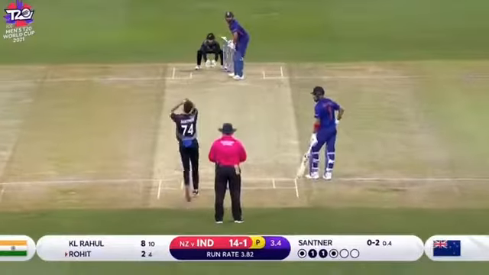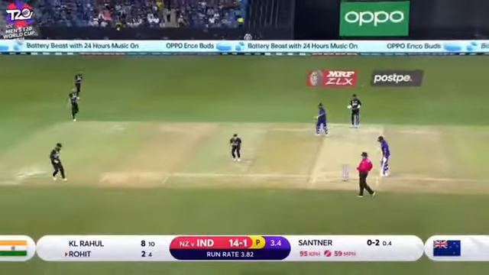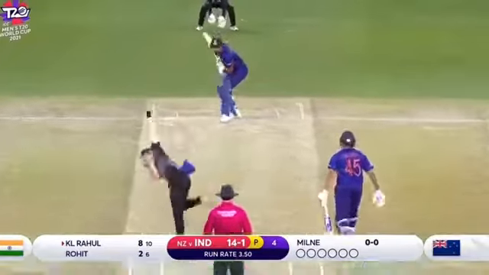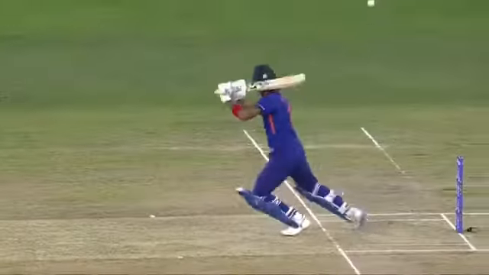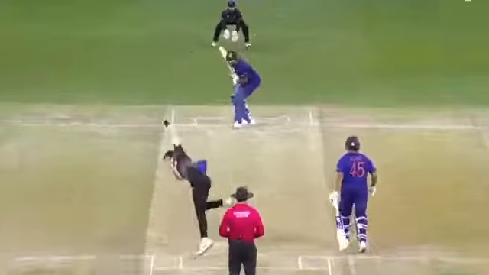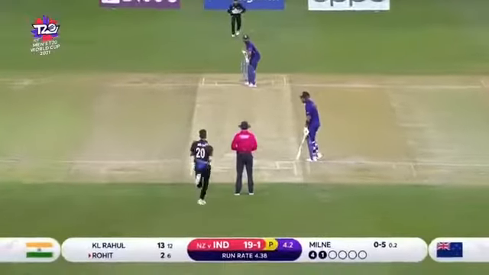You see it, you play it. Down set. Not there. Short and wide, and KL pounces. Tim Seifert, are you happy with this? This is in that top five.